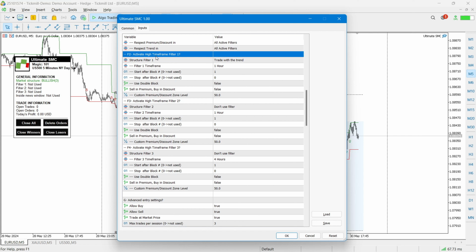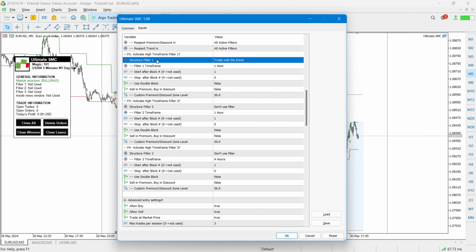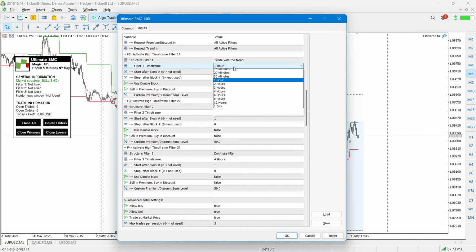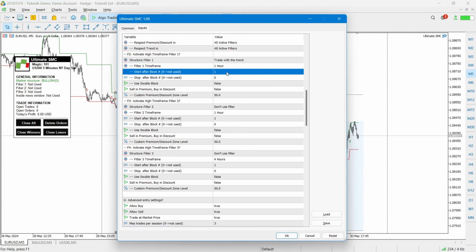The first thing we're gonna notice is that the configuration is divided into blocks. The first block is about the trend, and the second block is about premium and discount. In the first block, you can just simply choose to trade with a trend or counter trend. And you can define later which time frame you're gonna use for your structure. And you're gonna define at which block you're gonna start, at which block you're gonna stop, and if you're gonna use double block or not. For all these three configuration, please check again a previous episode about structure block. You're gonna have the link in this video. So we can have more details. The same logic applies here on higher time frame.